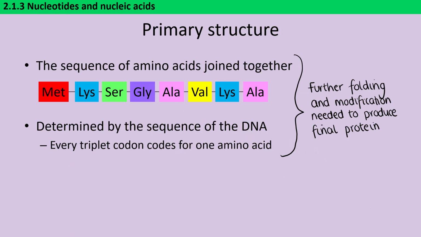Translation by the ribosomes produces the primary structure of the protein. This is the sequence of amino acids that have been joined together and is determined by the sequence of the DNA. However, in order for us to get a functional protein, further folding and modification is required.